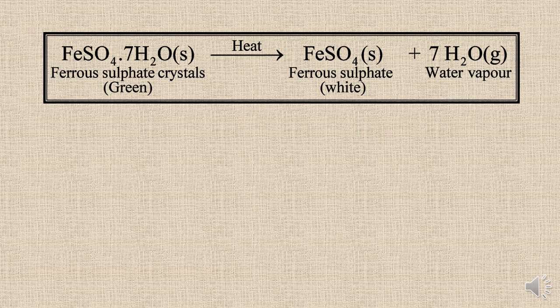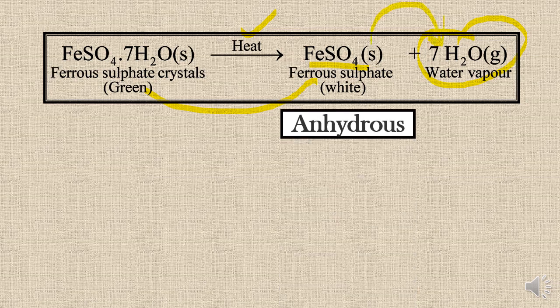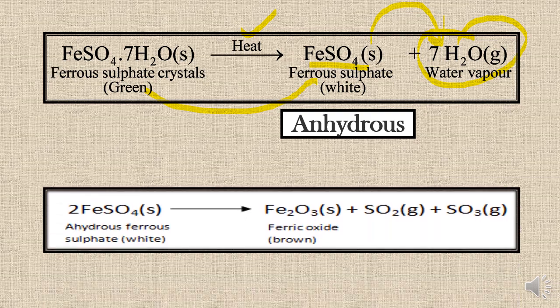This takes place in two steps. In the first step, 7 water molecules of crystallization are evaporated on heating and the color change will be from green to white. Now, what will be the white colored substance? It is FeSO4. Now, since water is removed from it, it is called anhydrous ferrous sulfate. Anhydrous means when water is removed from a substance, it is called anhydrous.